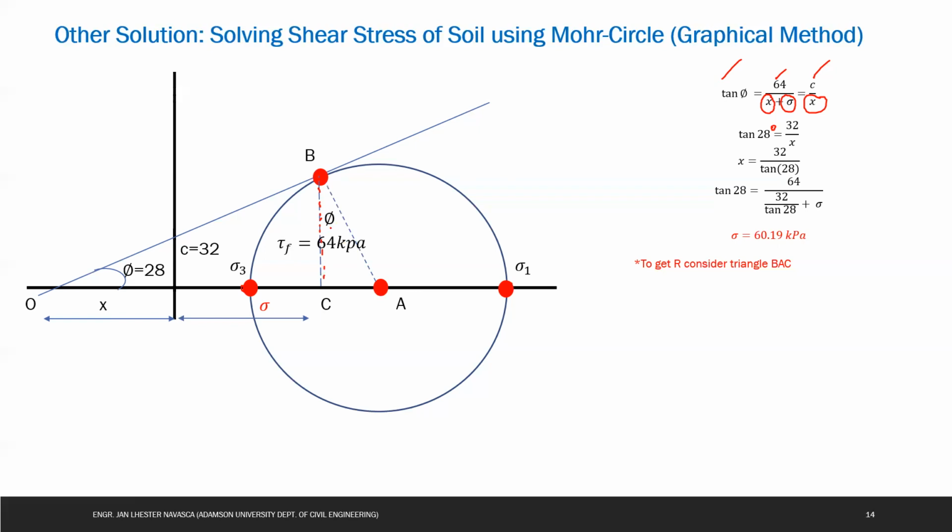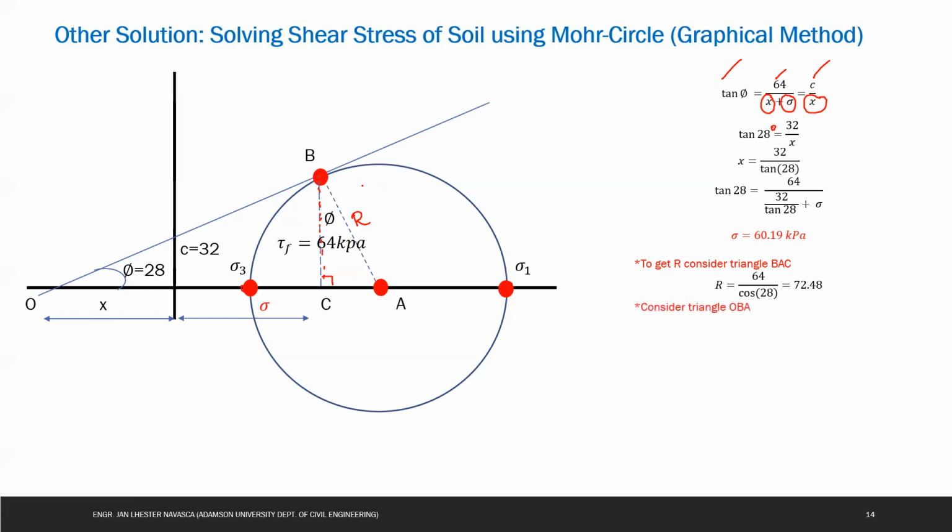So katulad kanina, that is angle phi, and this is 90 degrees. So considering triangle BAC or BCA, then r should be dito. Okay, this one is your r. Okay, so cosine phi, since ang meron lang tayong adjacent side, so cosine phi is tau sub f over r. Then solving for r, you get tau sub f over cosine phi. So which is exactly 64 over cosine 28, that is 72.48 kPa.